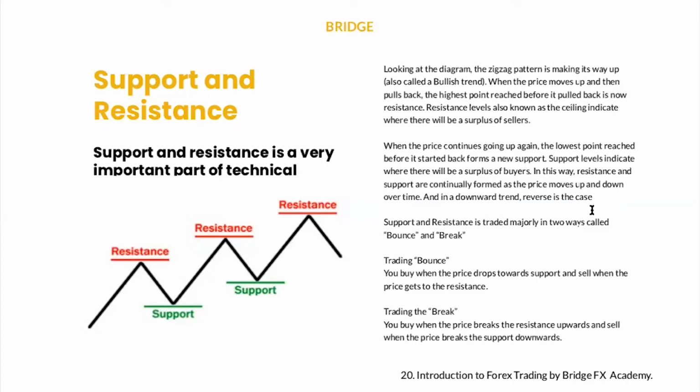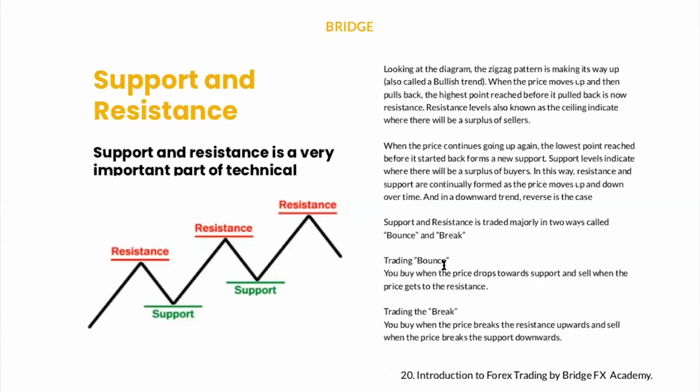And in a downward trend, the reverse is the case. So you see, this is an upward trend. So if it was a downward trend, it will be going this way. So you can see resistance, support, going downwards. Support and resistance is traded majorly in two ways called bounce and break.